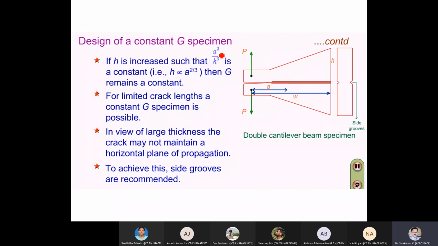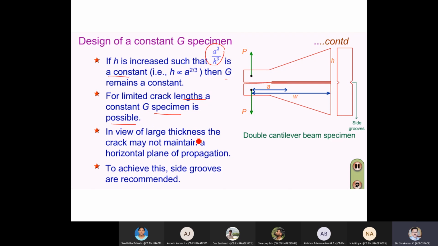If H is increased such that a square by H cube is maintained, then I will get a constant G. G is the constant. So for limited crack length, a constant G specimen is possible. There is a reasonable crack length where it is possible.